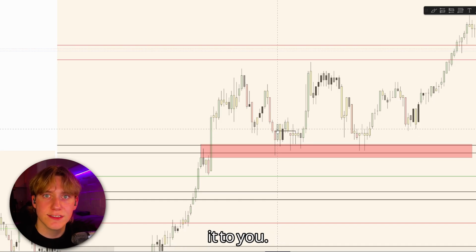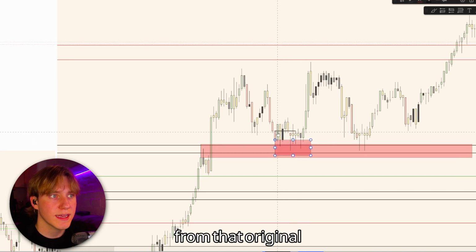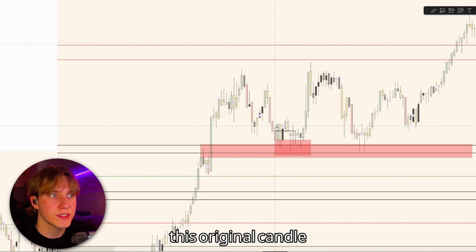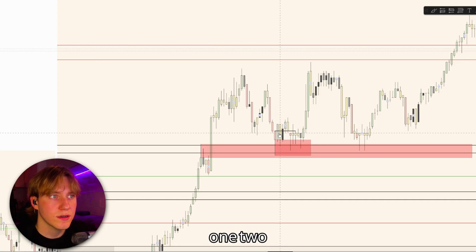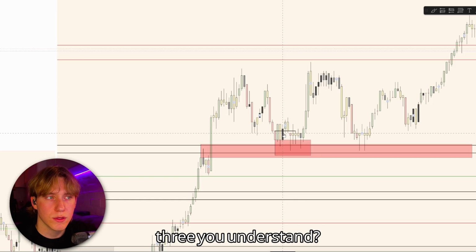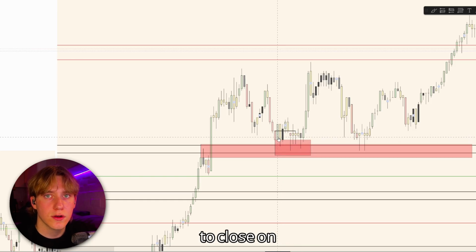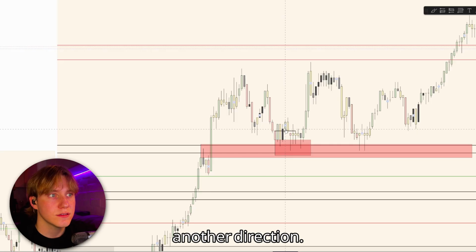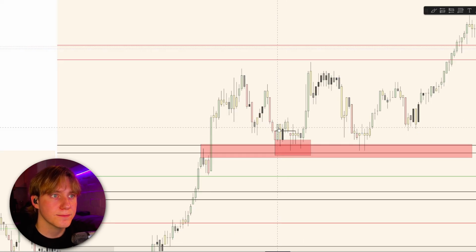It's literally giving it to you. You don't have to think about it. Where did price go? Where did we react? We reacted off of the wick from that original candle. And this original candle we call the 0 candle, because if we count 0, 1, 2, 3, you understand? So we have 3 candles after this original 0 candle to close on another direction. So within 1 candle, we closed on the other side.